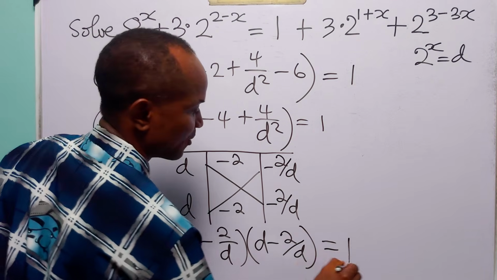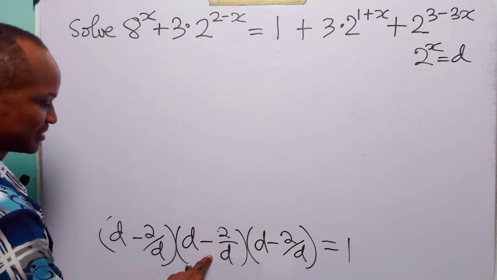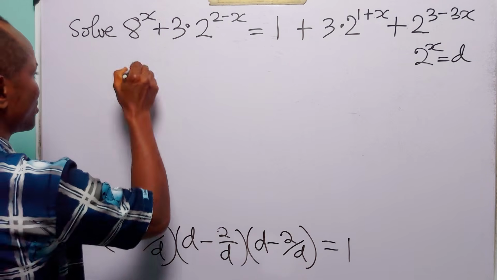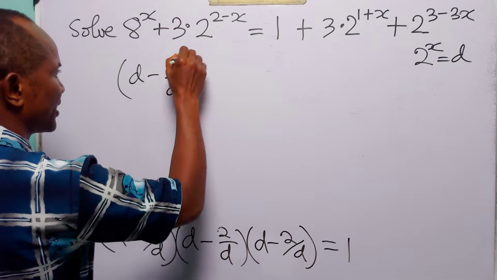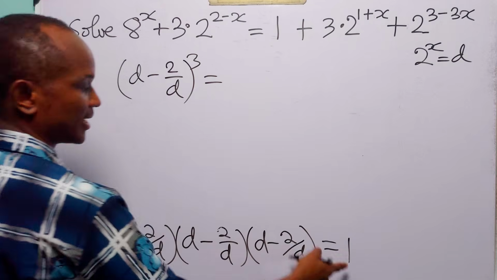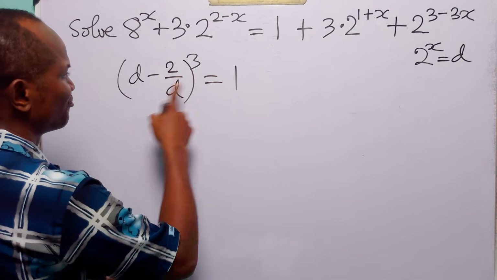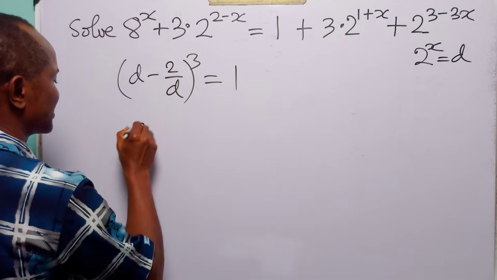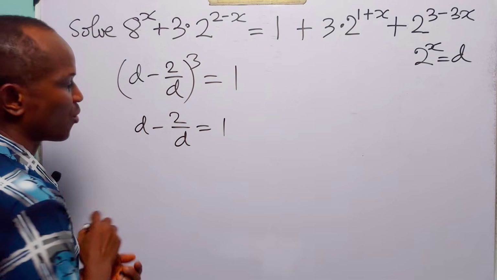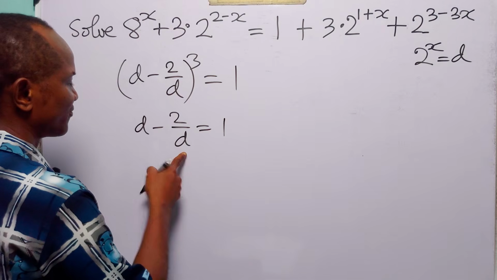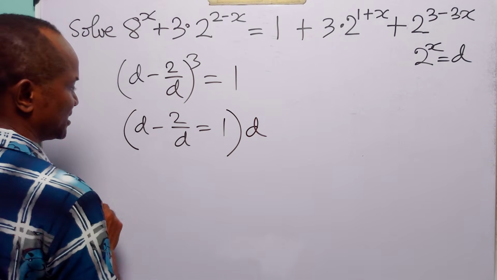Now, of course, this is equal to 1. And this times that is equal to d minus 2 over d cubed. And this is equal to 1. Now, when we take the cube root of both sides of this equation, we have that d minus 2 over d is equal to 1. To get rid of this fraction, let us multiply through this equation by the denominator d.